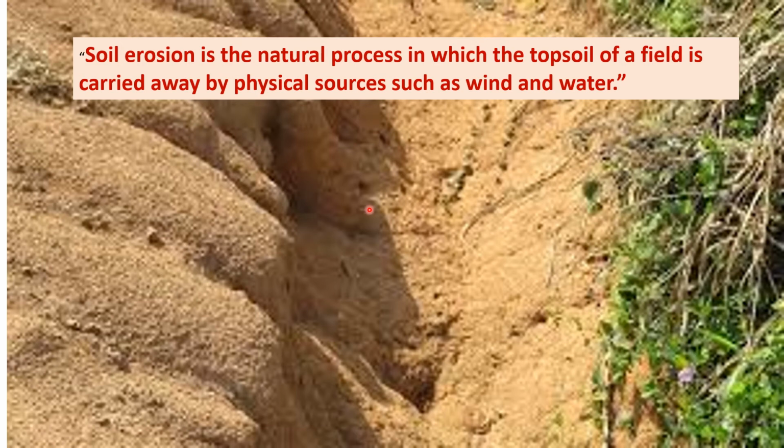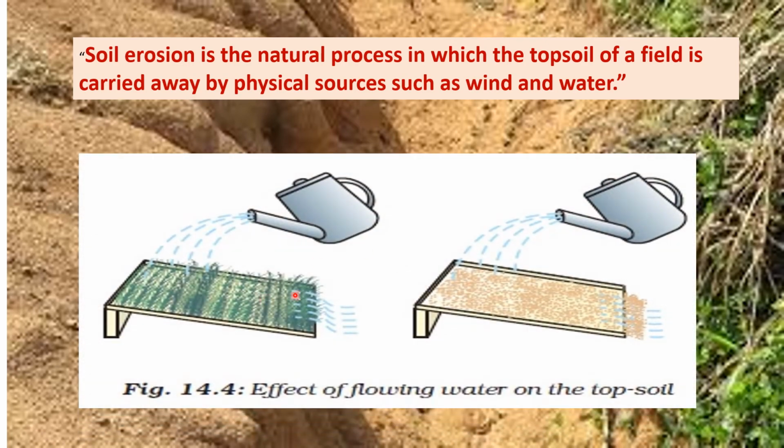One activity is given in your textbook, dear students: you have to take two identical trays. You have to tilt the two trays at a particular angle, and on one tray you have to grow some vegetation, and the other tray you only fill with topsoil, and you pour the same amount of water on both trays. After pouring the water, you can clearly see, dear students, that from the tray with the plants grown on it, only the water will come out, whereas from the tray which has only topsoil, the soil is also washed out.